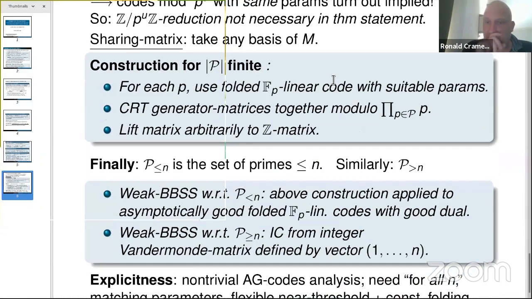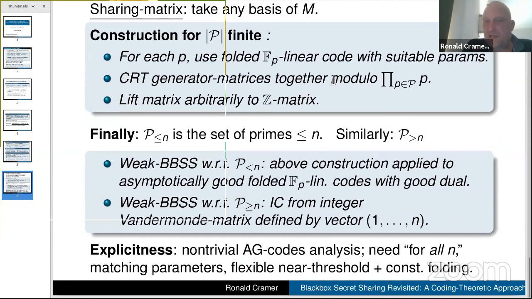And to make this all work, we get a non-trivial AG code analysis because it has to work for all lengths n. Parameters have to match. You need flexible nearest threshold and constant folding. So that's actually quite delicate analysis. But this concludes the basic overview of our approach in an alternative version compared to the paper. Thank you very much.